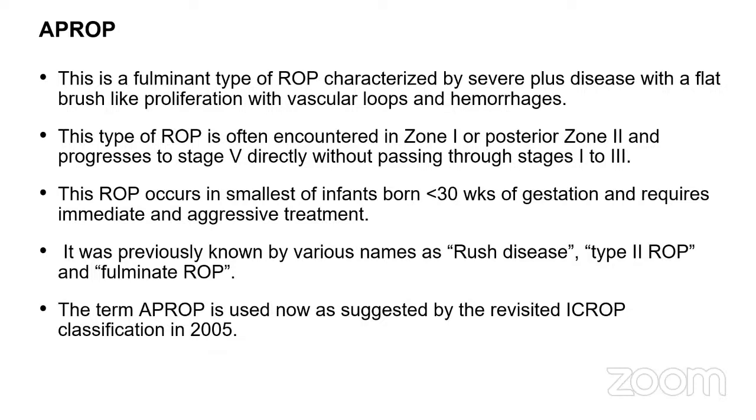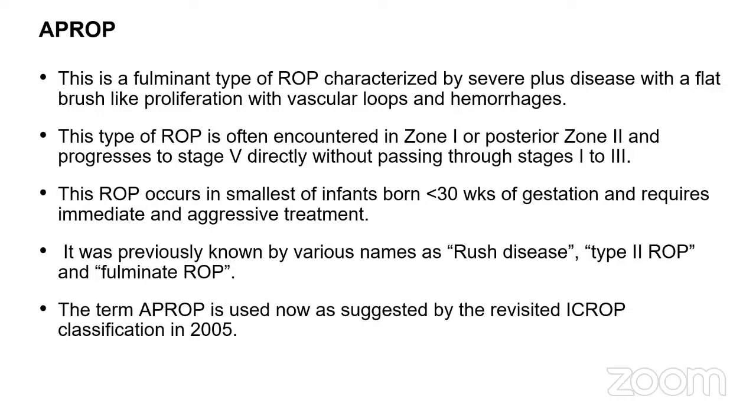This aggressive posterior ROP term came because not all ROP will progress from stage 1 to stage 3 as described before. In this aggressive type, you will not see any stages. Sometimes you will not see the demarcation line, ridge, or anything. It may directly end up in detachment. The general features are that the retina will appear stable, but there you can see neovascularization at the posterior pole, capillary loops and arteriovenous shunts, and tortuosity and dilatation.